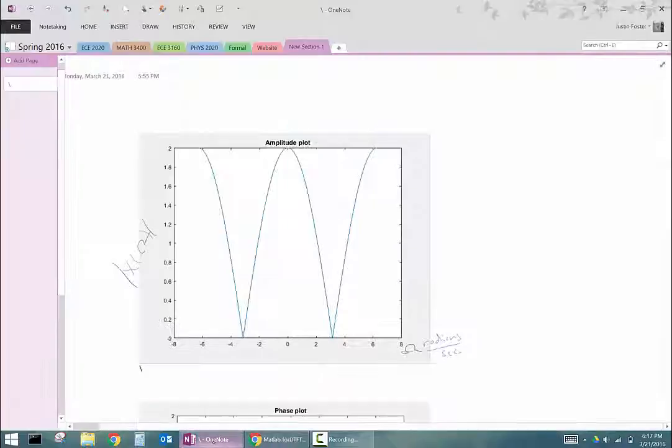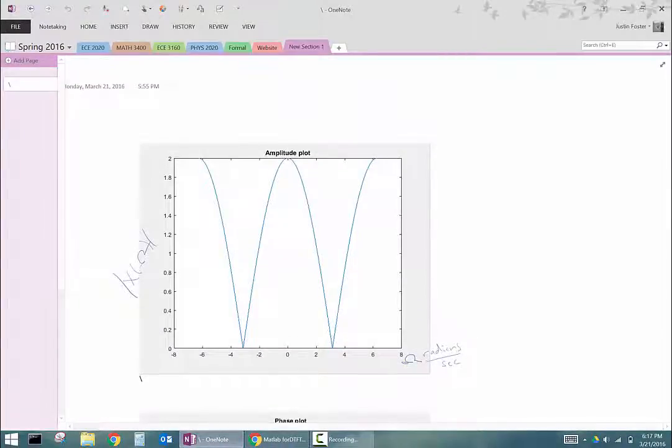I'm going to go over here real quick so I can fill it in, because I didn't add the x and y axis labels in before I screenshotted. So our x-axis is labeled by omega, in radians per second, and our y-axis is the magnitude.